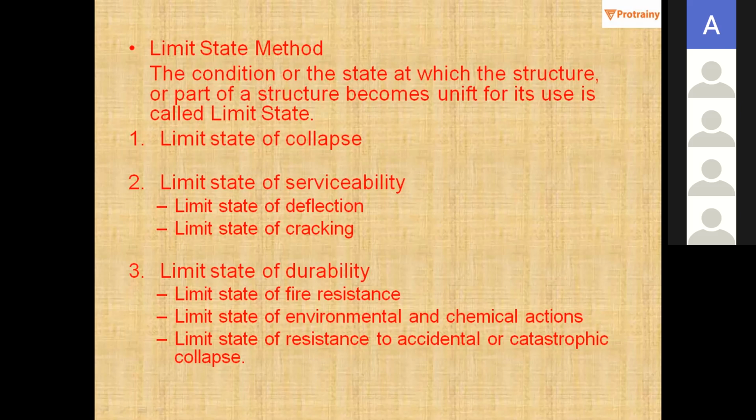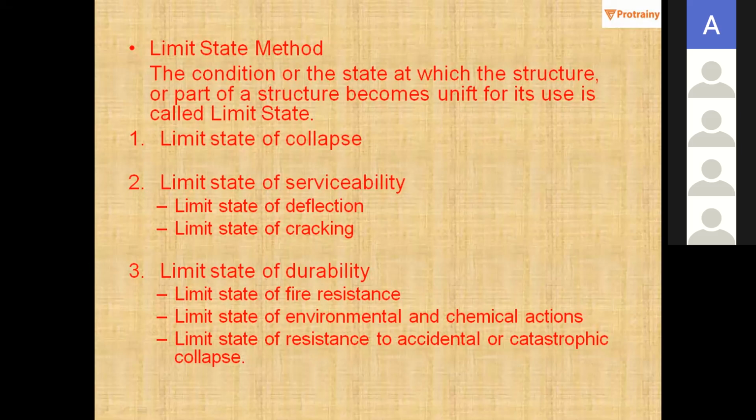So now there are three basic limits. First is the limit state of collapse. We need to ensure that in the worst load combination, our structure will not collapse. It will withstand the worst load combination. We can achieve it by using a factor of safety. Second one is the limit state of serviceability, which consists of the limit state of deflection and the limit state of cracking.